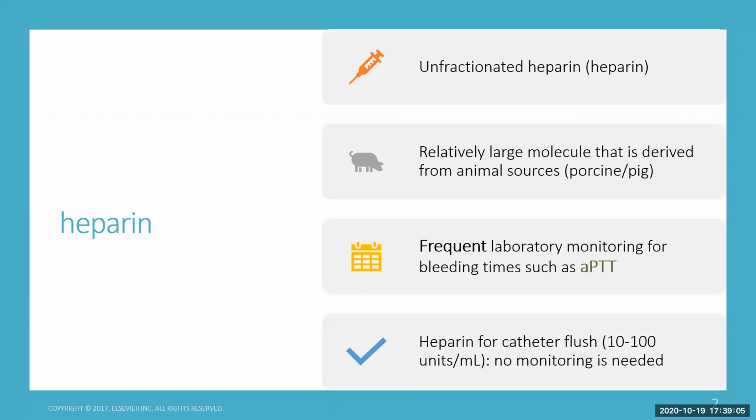This slide says frequent laboratory monitoring for this bleeding time. But I want to remind you that's only when we use heparin for a therapeutic modality. When we're using it for a prevention modality, we do not need that frequent laboratory monitoring. Such as the next little bullet there, which would be for a catheter flush, where we are keeping a central line catheter from having any clotting or little thrombi forming at the end. And it even says no monitoring is needed in that case.